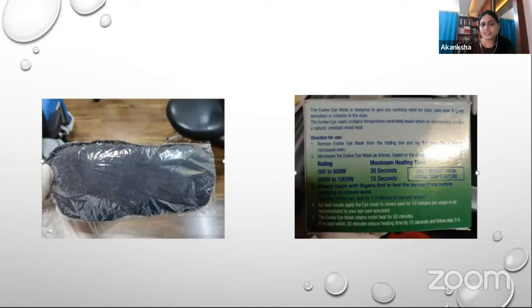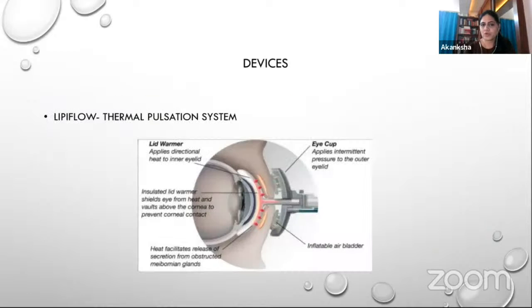Now commercially, eye masks are also available, which you can microwave, they become heated, and then the patient can apply them on the eyelids. So it's an easier way of doing the warm compresses. There are also devices such as LipiFlow available. This is a thermal pulsation system. It basically has a lid warmer. It has plates, insulated lid warmers, which can apply warm heat waves to the lid, as well as an eye cup that intermittently keeps applying pressure from the outside. So you're heating up the secretions and then they are being pressed out. So in a way, you're trying to remove all the collected secretions from the gland.